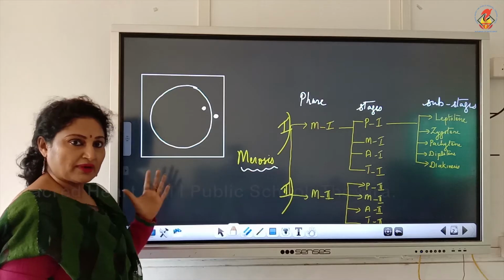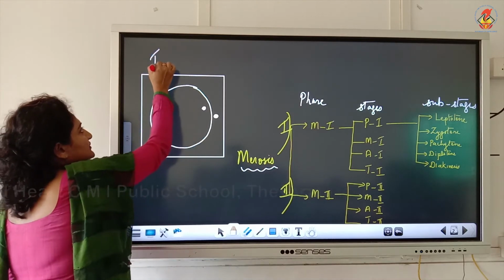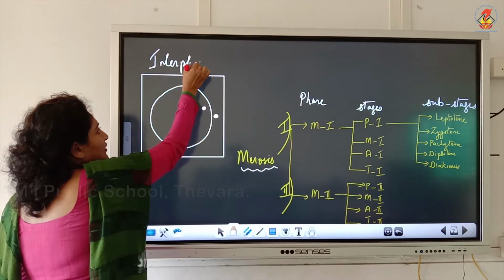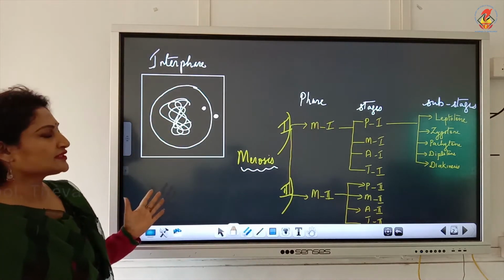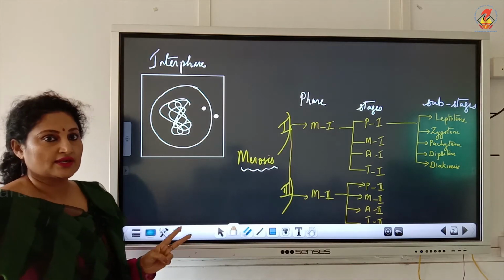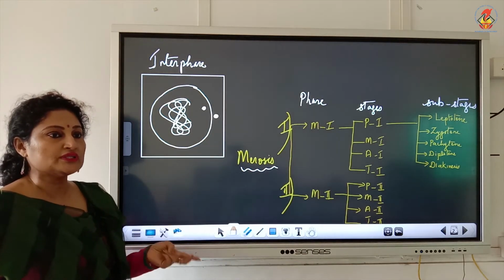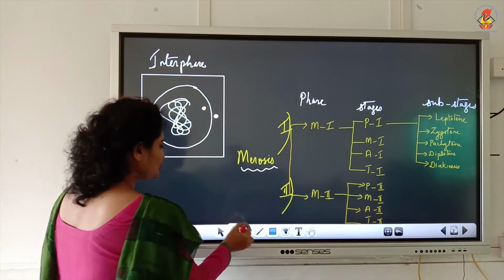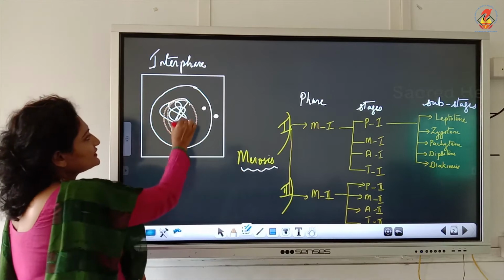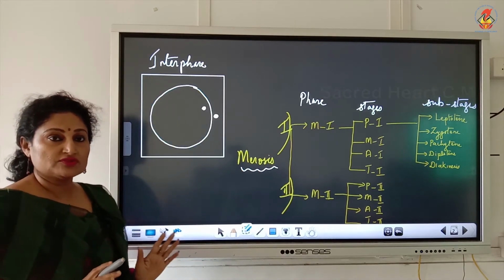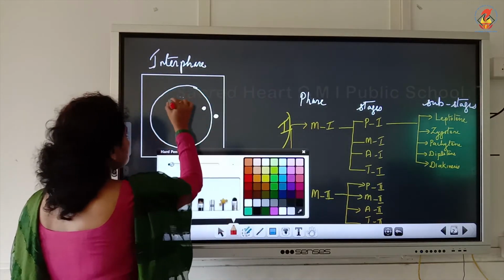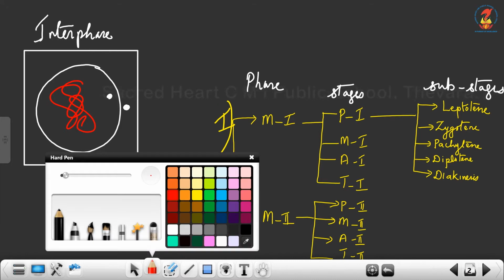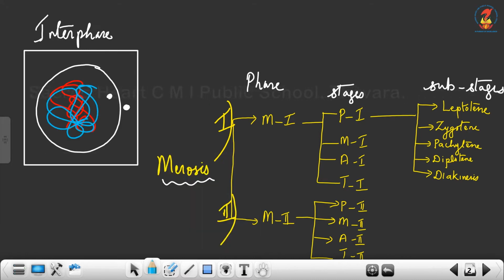Now in meiosis and mitosis, this is the state of interphase. But in meiosis I am going to depict the chromatin with 2 colors, red and blue. You also draw it with 2 colors, red pen and blue pen. So I am erasing the chromatin that was depicting the mitosis, which is with the normal pen or pencil. I am using 2 colors, red and blue.